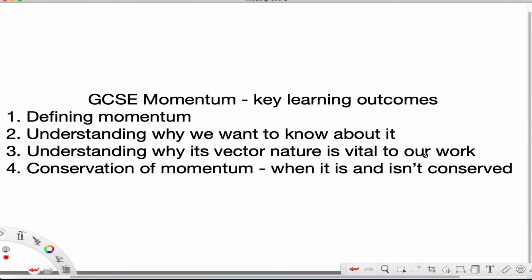The vector nature, why is it important to us? Well, because the direction of the momentum makes a big difference then to the calculation that we do. And conservation of momentum, it is conserved when there are no external forces, but that's pretty much never. So what we're really doing is saying it's pretty much conserved where the external forces are so small as to not make a significant difference to our calculation.